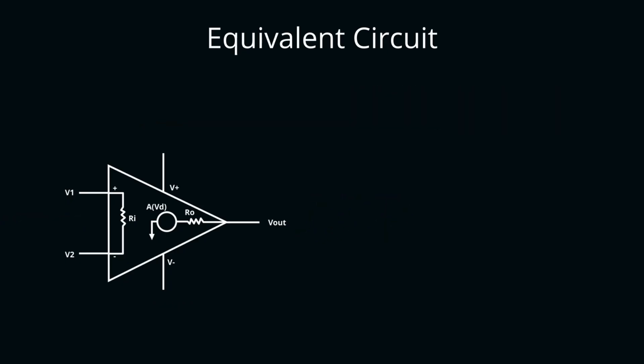Finally, an ideal op-amp has zero input offset voltage. This means that if you connect both inputs to the same voltage, the output should be zero. In other words, the op-amp is perfectly balanced. Real op-amps, though, have tiny offset voltages like 1 millivolt, meaning the output might not be exactly zero even when both inputs are the same.